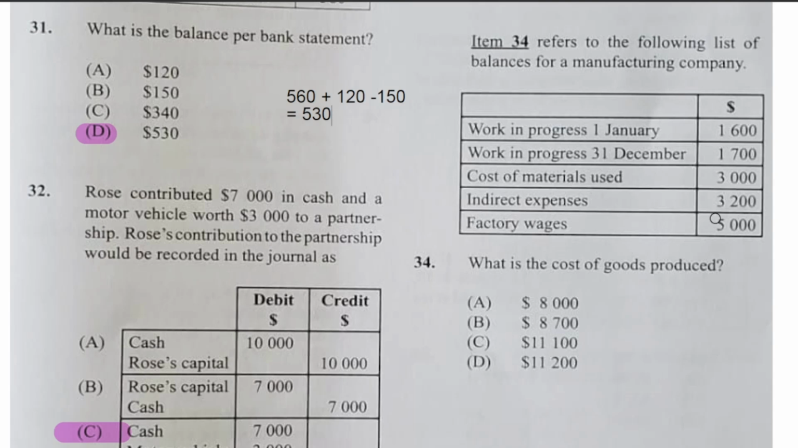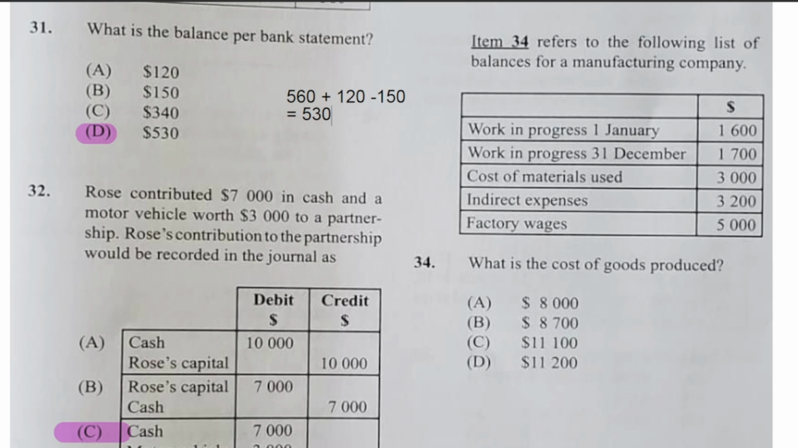We have indirect expenses, and I'm a bit confused here because indirect expenses, could this be overhead? Alright, I will treat it as overhead and we'll check it back later. So we have 3,500 and 3,800 and 3,11, 11,200.